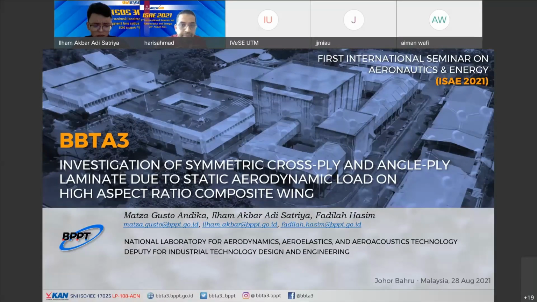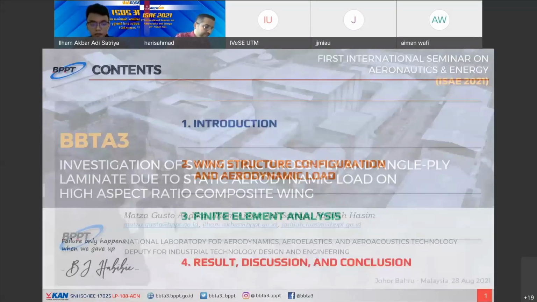Today, I would like to present our research and our team, Mr. Matsagusto Andika, me, Ilham Akbar Satria, and Mr. Fadil Hasim, with the title Investigation of Symmetric Cross-ply and Angle-ply Laminate due to Static Aerodynamic Load on High Aspect Ratio Composite Wing. This is the outline of our research.